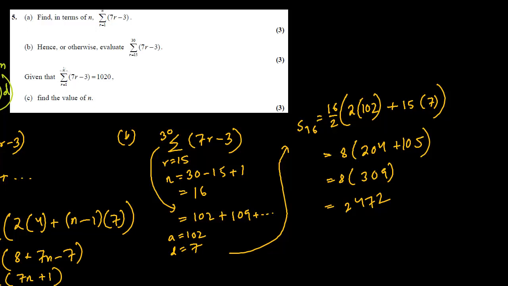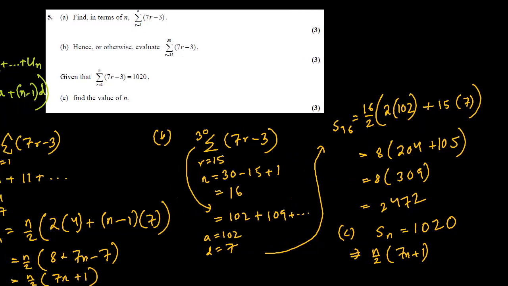Now the next question, question number C. It is given that summation of r equals 1 to n is equal to 1020. In this particular question, we can use the answer of 5a. So for the answer of 5a, we can write Sn equals 1020. So in question number 5a, we found the expression Sn equals n by 2, 7n plus 1. Remember, this is from question number 5a. So it's done over here.